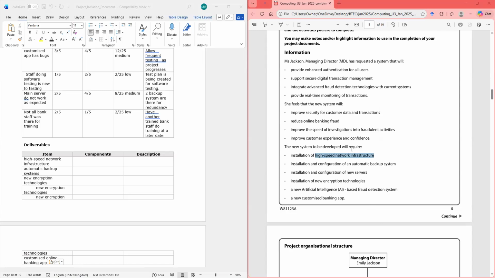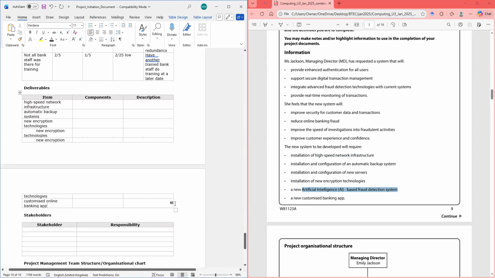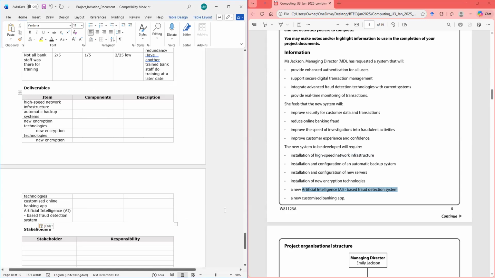The new system will require high-speed network infrastructure, automatic backup system, new encryption technology, AI fraud detection system, because that's included in our deliverables. Customized banking app is also a deliverable.